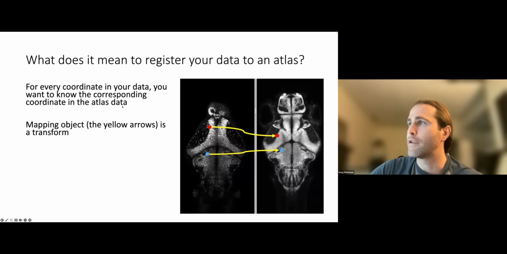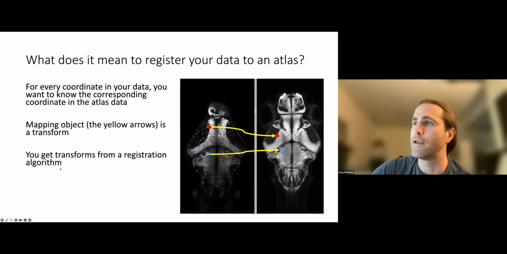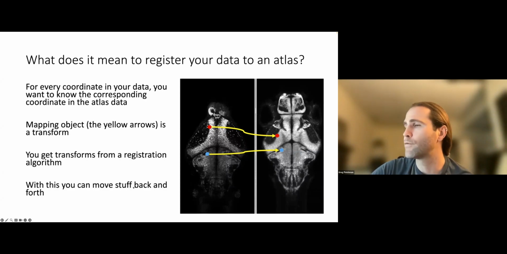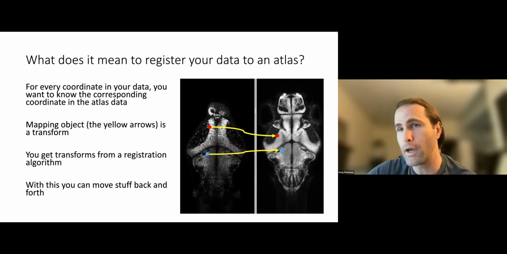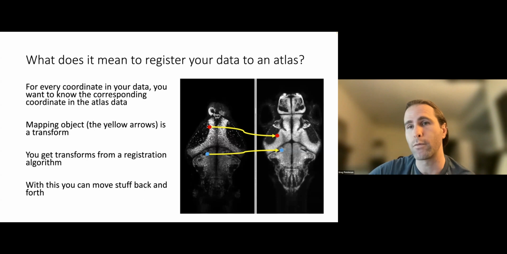The mapping object that tells you this correspondence is called a transform, and you get transforms from registration algorithms. And once you have this transform, you can start moving stuff back and forth between the two spaces. You can take manually annotated labels from the atlas and move them onto your image to interpret your data. You can take your data and move it into the atlas space to contribute it to the atlas so future users can see it. Or you can do this for, say, 100 of your subjects, register all of them to the atlas, and now they're all in a common space where you can average your observations between your different subjects and know that you're averaging the same brain areas together.